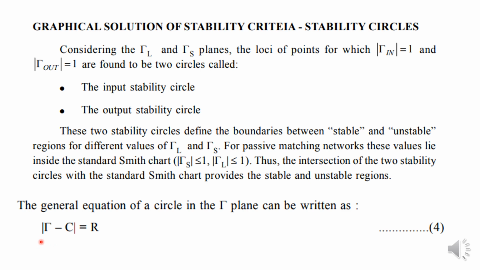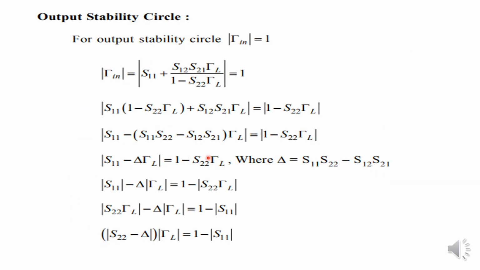This is the general equation that can be used for the circle in the tau plane: |tau minus c| is equal to r, where tau is the reflection coefficient, c is the center and r is the radius of the circle. So by using this general equation, we can find out the values.